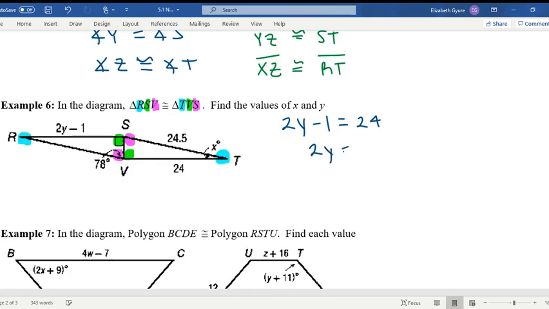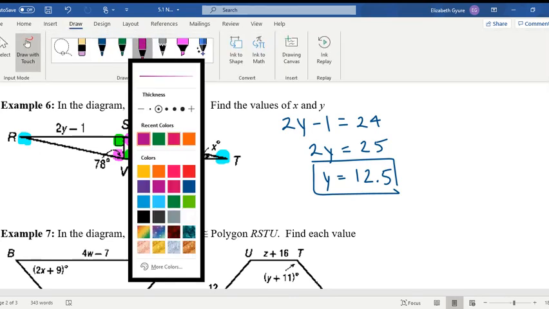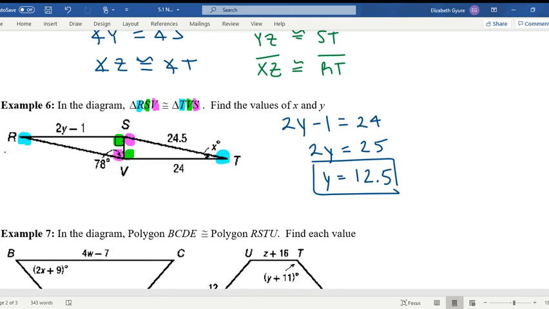So 2y, I'm going to add my 1 over to get 25. Don't panic. The occasional 0.5 decimal happens. This should be y equals 12.5. Okay. Now, with that, does anyone have a suggestion on how I could try to find x?